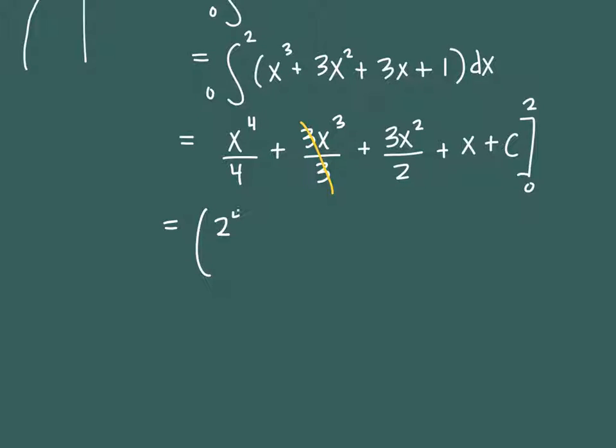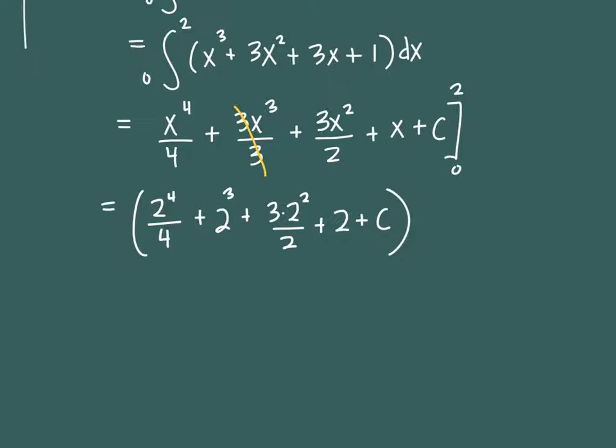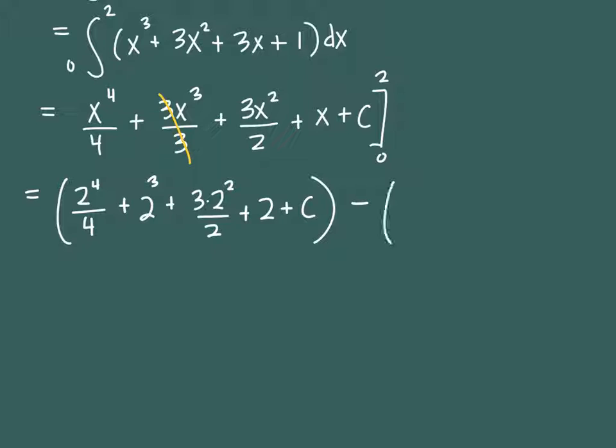So this would be 2 to the 4th divided by 4 plus 2 cubed plus 3 times 2 squared over 2 plus 2 plus c. So I'm just substituting in the upper bound for all the x terms. Then it should become clear how using 0 was a great idea, because when you substitute 0 for all of these terms, they all are 0, and the only thing left is c. Because 0 to the 4th, 0 to the 3rd, 0 to the 2nd, and 0. So that's saving you a bunch of work.